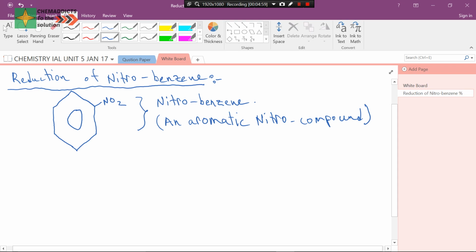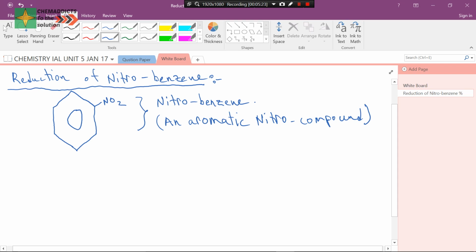So we are going to reduce this house. We're going to break this wonderful nitrobenzene house, and we're going to create a new home called phenylamine. This is nitrobenzene, an aromatic nitro compound, and we're going to reduce it.